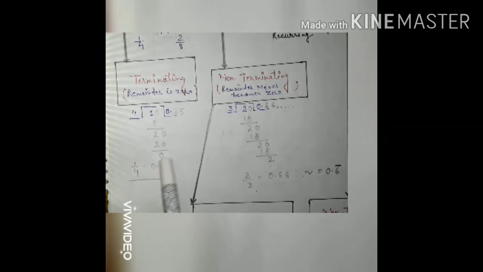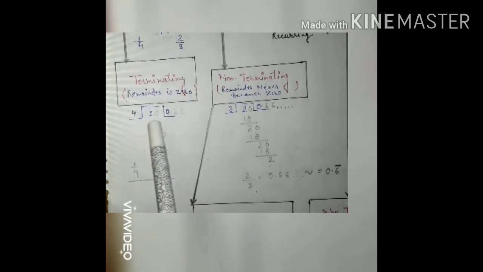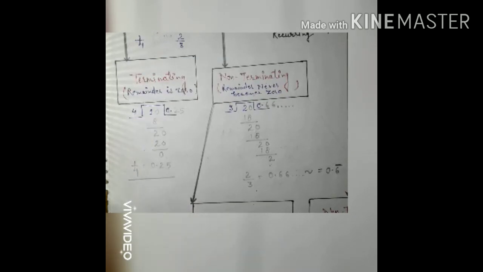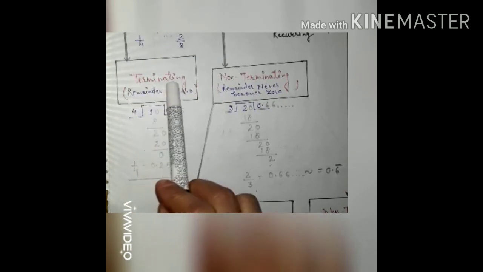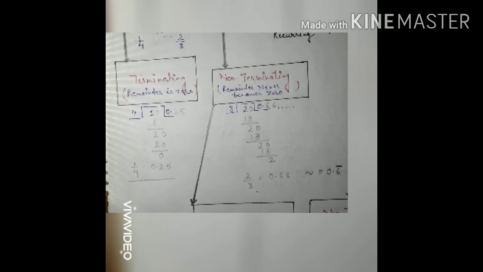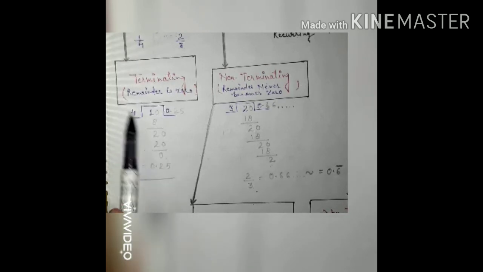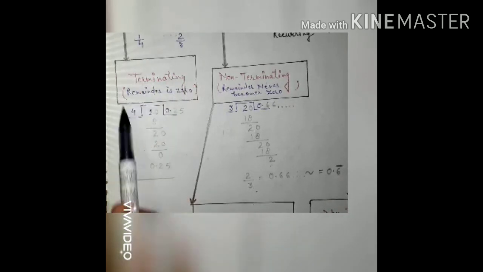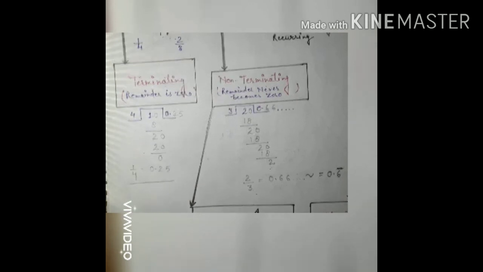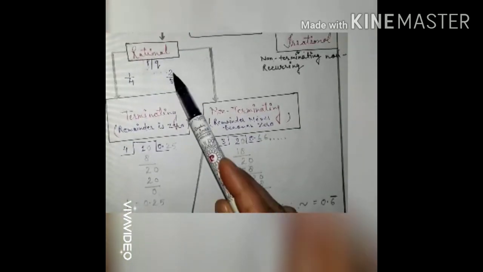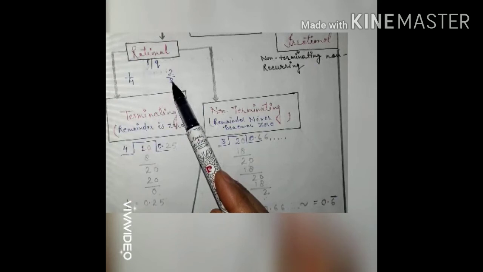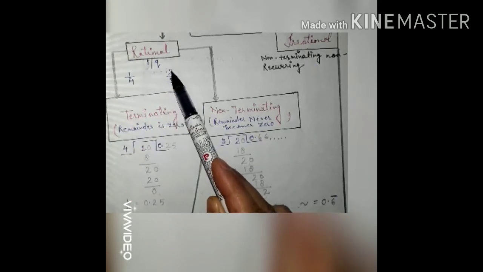That means the remainder is 0, so it is completely divisible. So we can say that this is the terminating form. When the remainder is 0, it is a terminating decimal. Now the second one is 2 upon 3. The second rational number is 2 upon 3, that means the denominator is 3 and the numerator is 2.